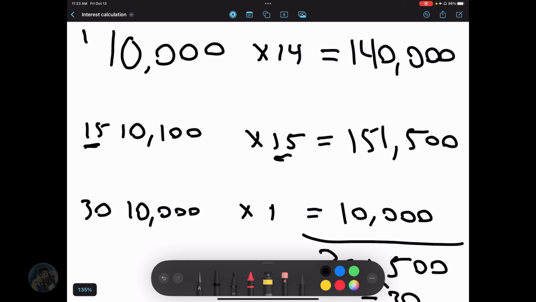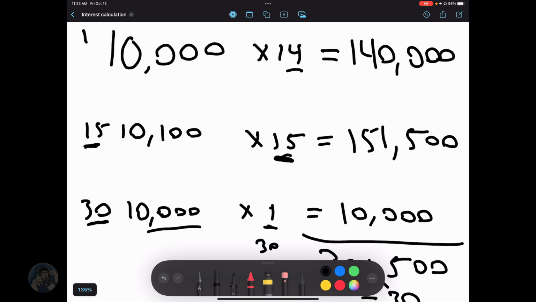That balance will stay on that card for 15 days until you make a payment on the 30th day of the billing cycle. You paid $100 to reduce your amount back down to $10,000, and that was only for 1 day. So if you add up 14 plus 15 plus 1, you should get 30 days in that billing cycle.